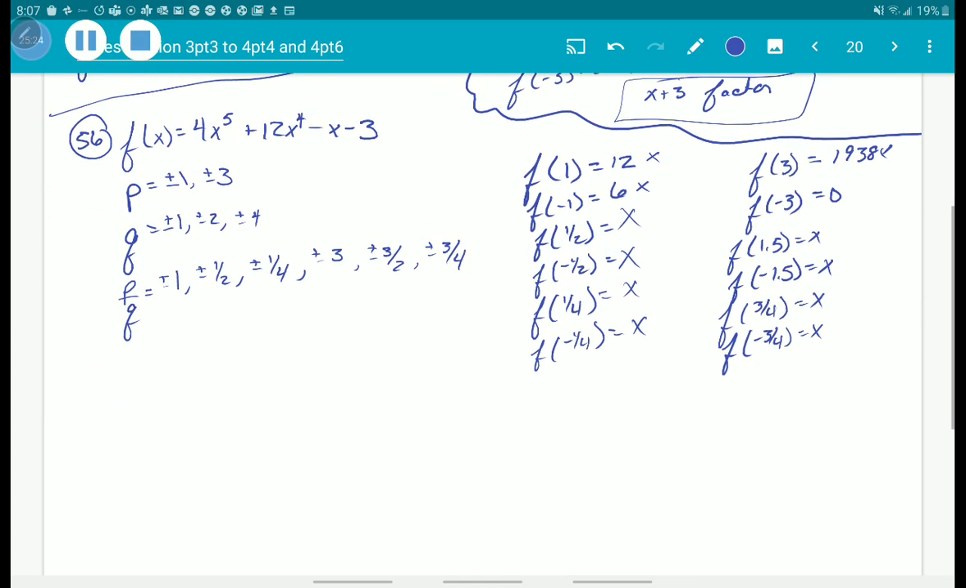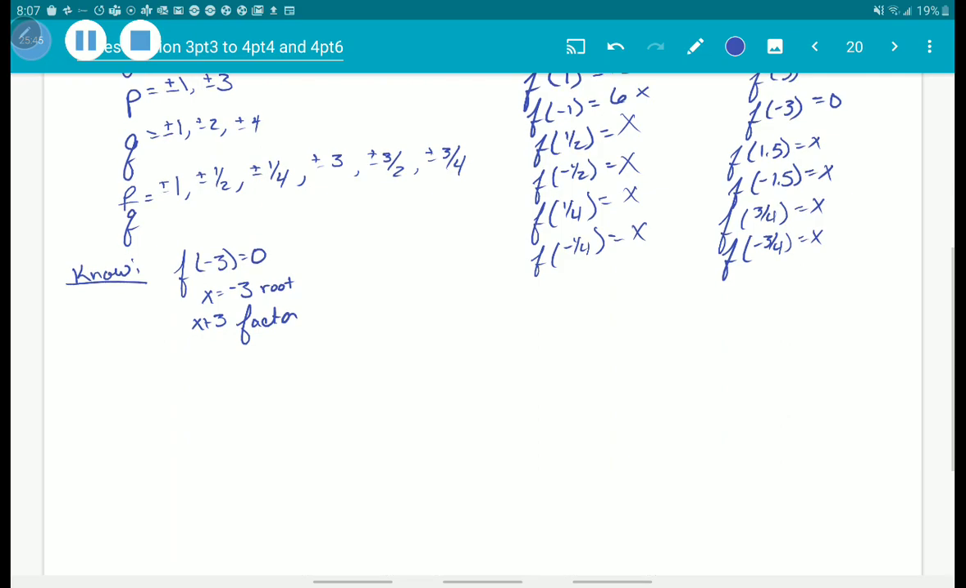So here's what we know. F of negative 3 is 0. So x equals negative 3 is a root. X plus 3 is a factor. We want to add this to the other side. We want everything on the same side. So let's do synthetic division. We don't know a whole lot here. We have 4x to the 5th, 12x to the 4th, 0x cubed, 0x squared, minus x minus 3.